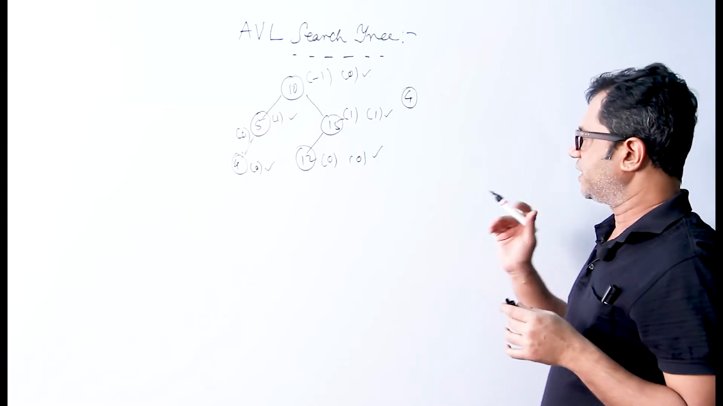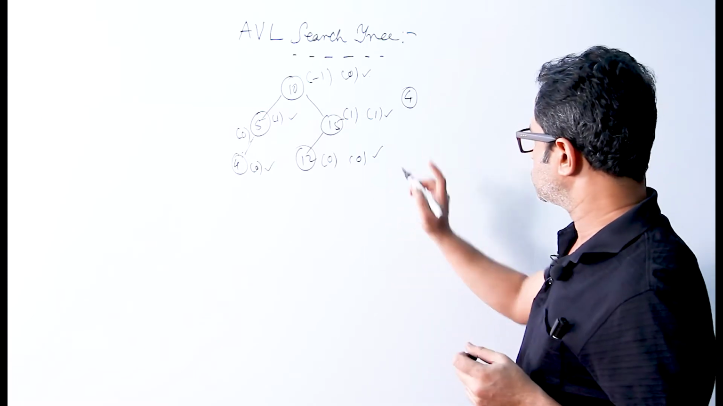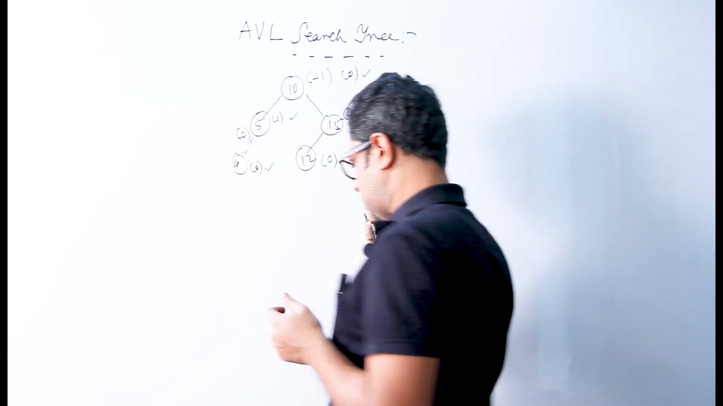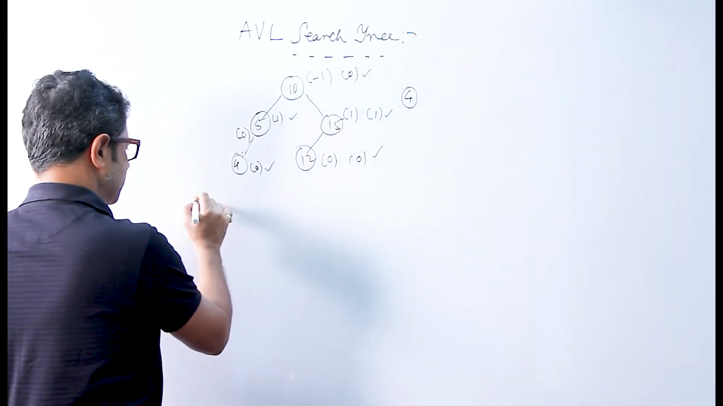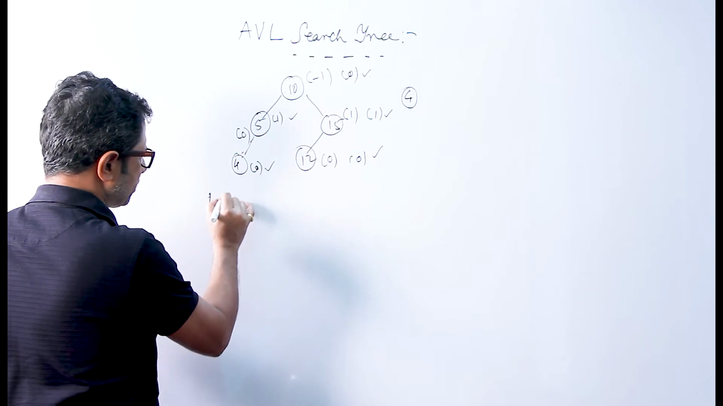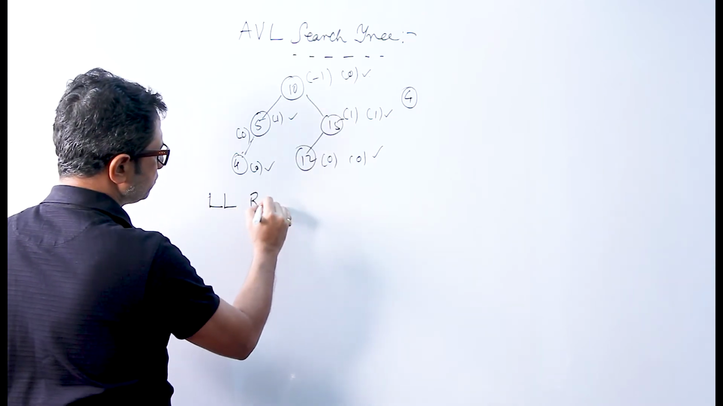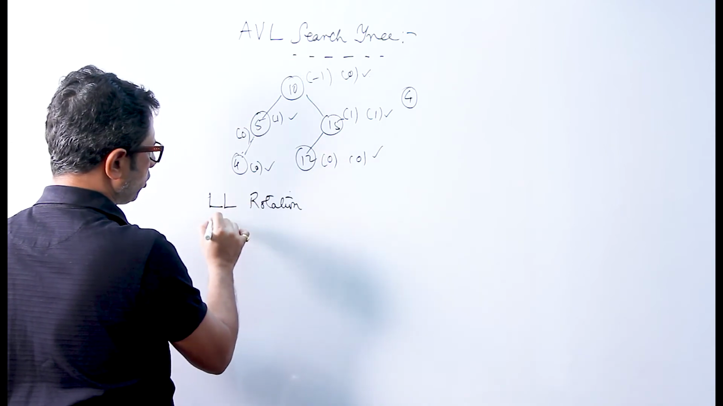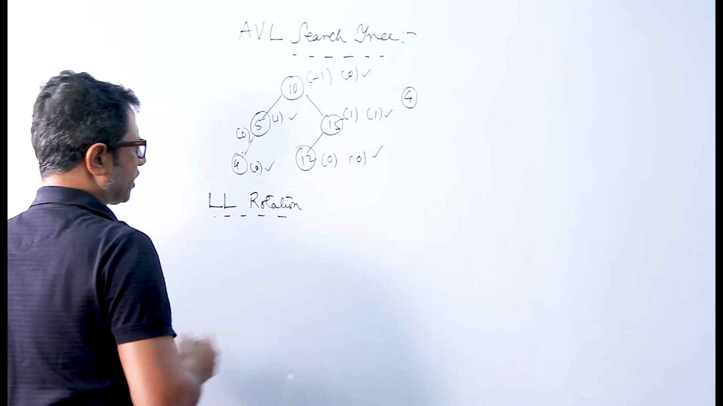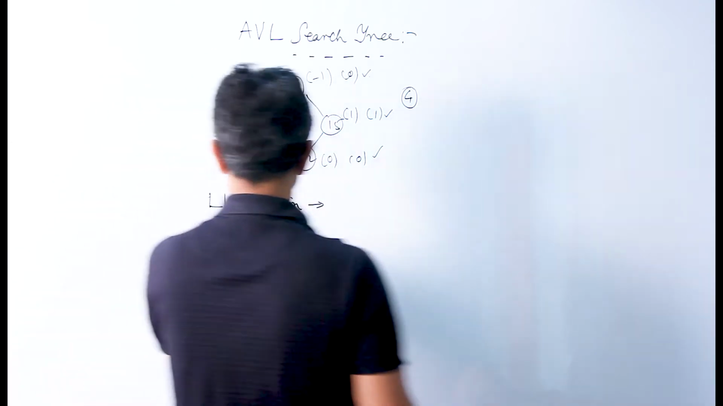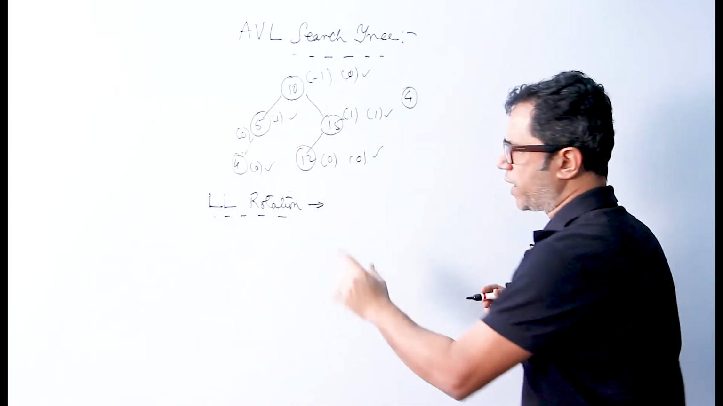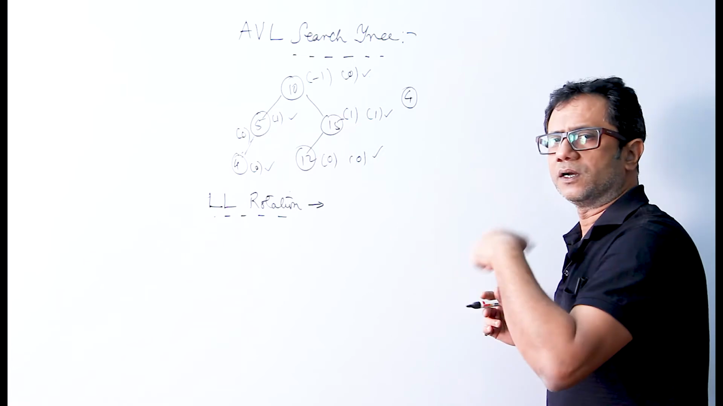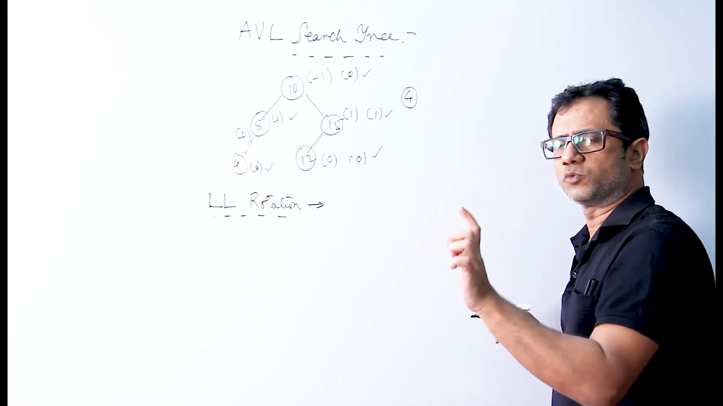In that case, there are some necessary operations to be performed. I will write them one by one. Suppose I write the operations this way. An operation can be LL rotation. This is an operation called the LL rotation, left rotation. It is required where the AVL search tree is rendered a search tree which ceases to be an AVL search tree.